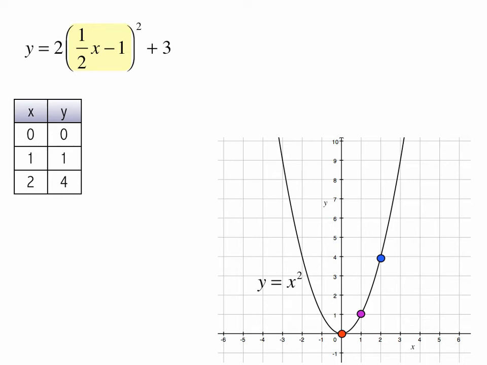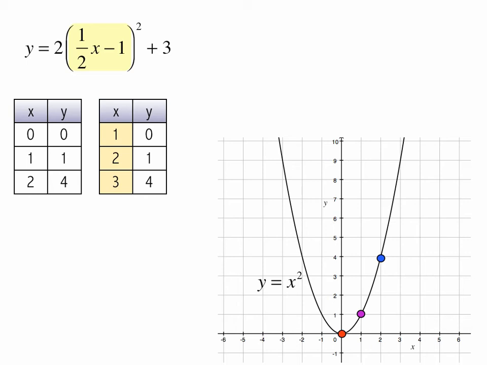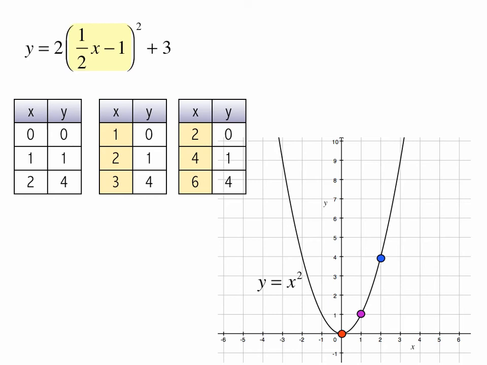If I were looking at 1/2 x minus 1 and solving for x, I would first add 1 and then I'd multiply by 2. So that's what we're going to do to each one of our x values. The first step through, I'm adding 1. And then the second step is I'm multiplying every single x value by 2. So now I have some new points. We're not done yet. We still have 2 more transformations.